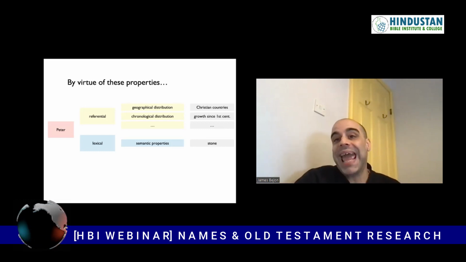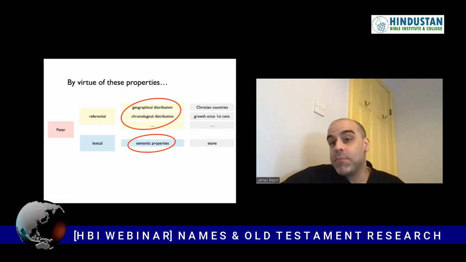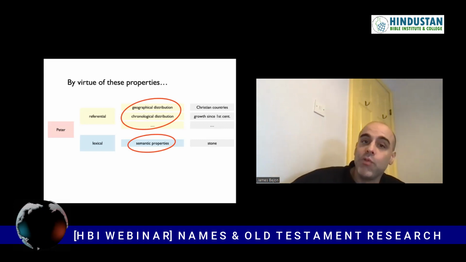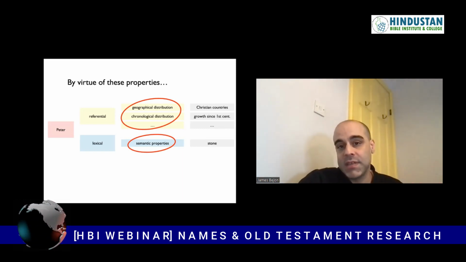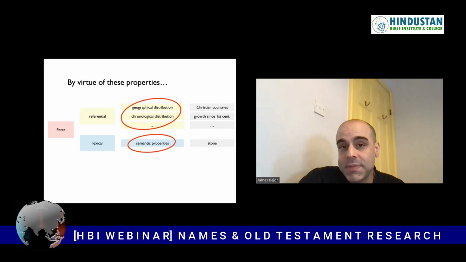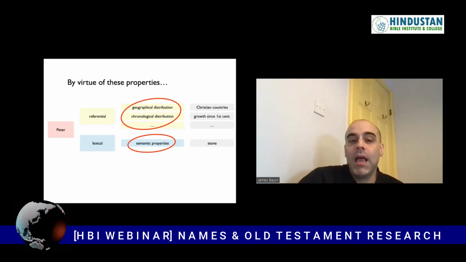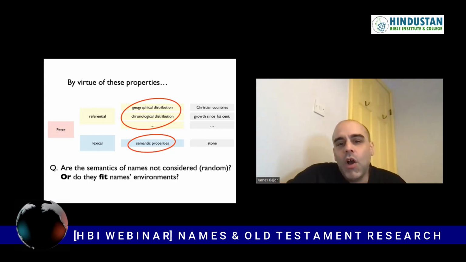Peter will carry with it the meaning or the translation stone. And what I am doing, particularly in my PhD work, is looking at particular relationships between the semantic properties of these names, all sorts of different names, and their referential properties, their geographical and chronological properties, and all the rest of it.